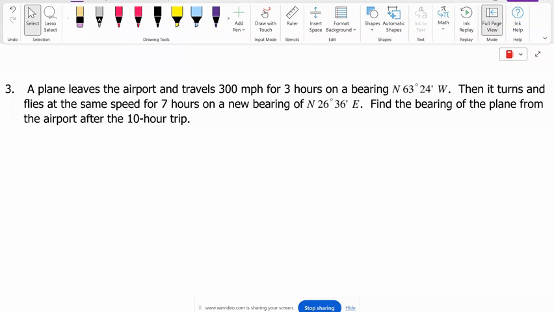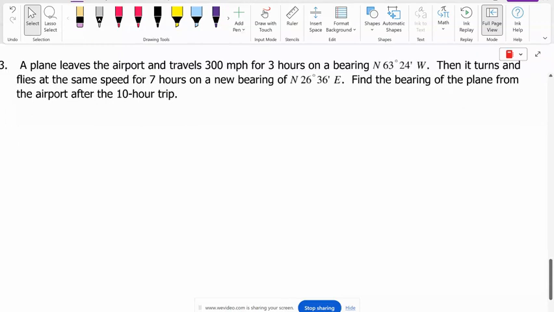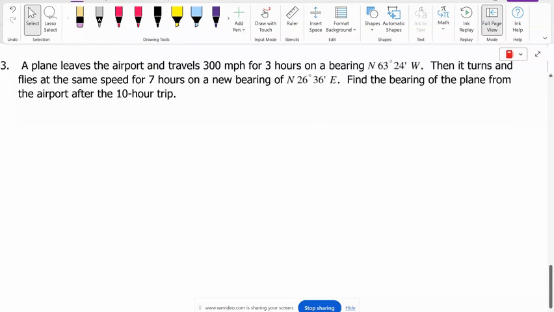Who wants another minute? No? We're ready? All right, last problem. So, a plane leaves the airport and travels 300 miles per hour for 3 hours on a bearing of north 36 degrees 24 minutes west. Then it turns and flies at the same speed for 7 hours on a new bearing of north 26 degrees 36 minutes east. Find the bearing of the plane from the airport after the 10-hour trip.